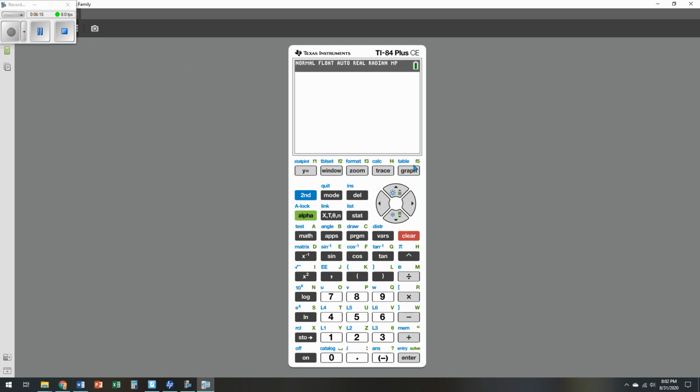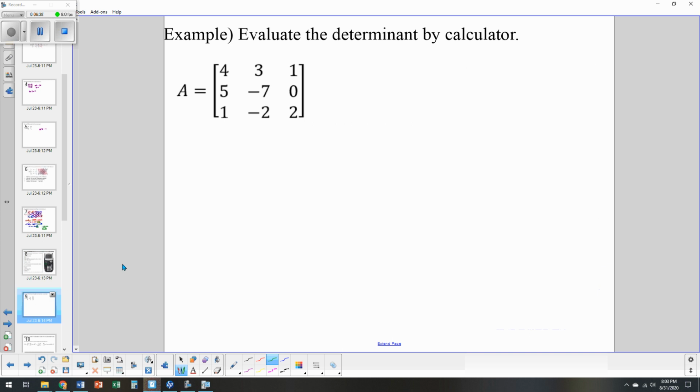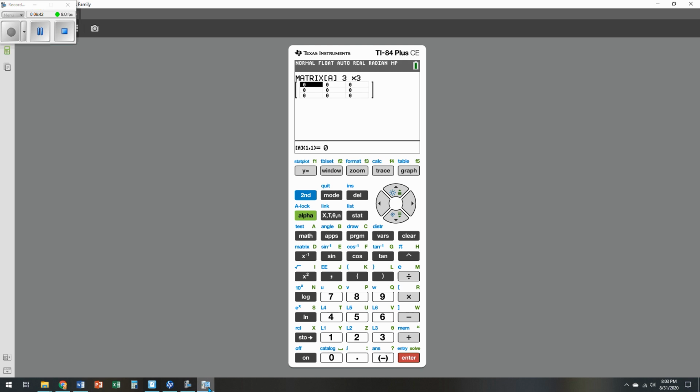Normally your screen would be up here. So that's fine. All right, so we're going to go into matrix. We're going to go over to edit, enter. We want a 3 by 3 matrix. And now we're going to put in the values, and that's actually our next example. We're going to be trying the same one we just did, just to see that we get the same answer.